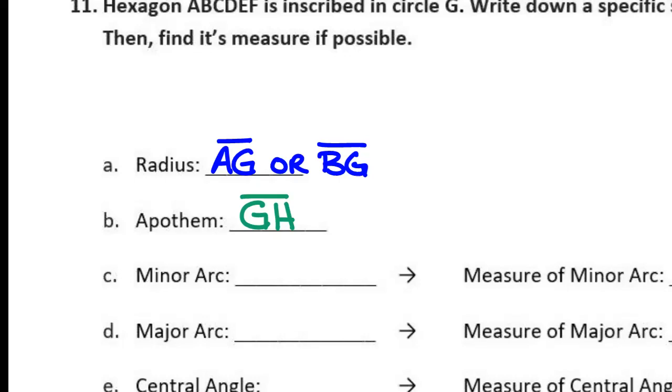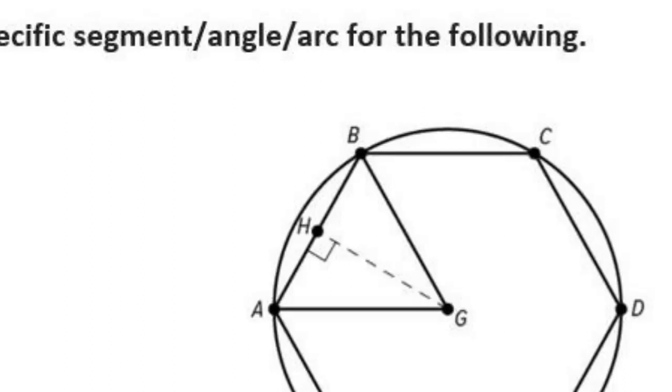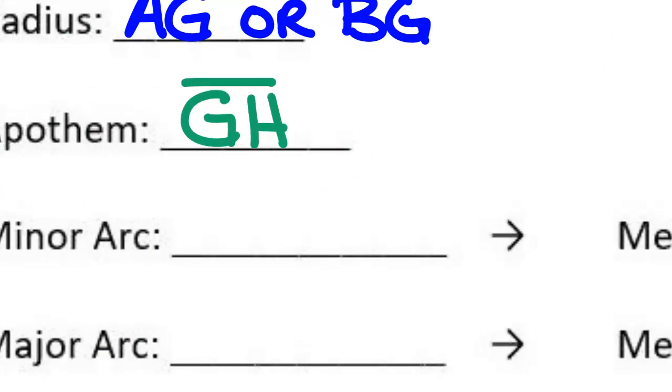Minor arc. We're going to go between 2 vertices here. So we could have AB, or you could have BC, or CD, or DE. All of those would be minor arcs. Remember, when we're indicating an arc, you need that arc or that curve over the letters. Minor arc, we only need 2 letters.